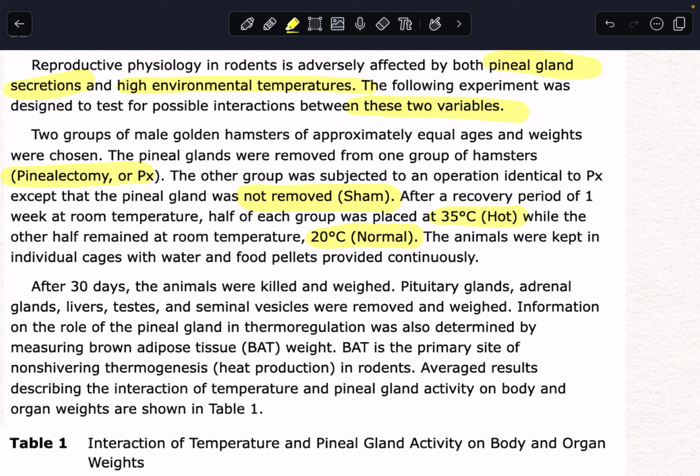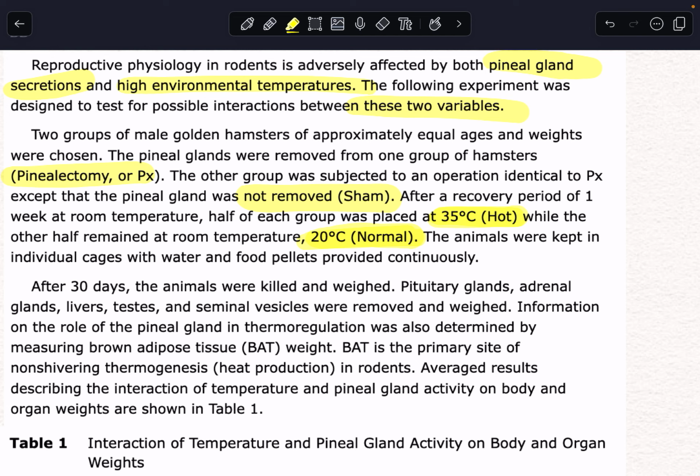And then also high environmental temperature can also affect the reproductive physiology in rodents, so half of each group was placed at 35 degrees, the hot environmental temperature, but the other half of each group, PX and sham, are kept at the 20 degree normal temperature, okay? So I can tell that these are really the independent variables of my experiment, right? By taking control of either you have a pineal gland or not, either in room temperature, normal temperature, or hot temperature, right?